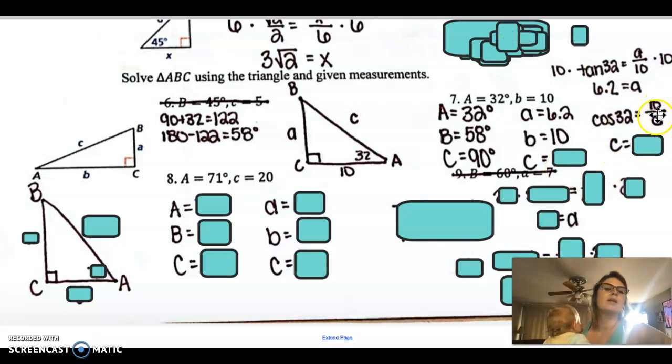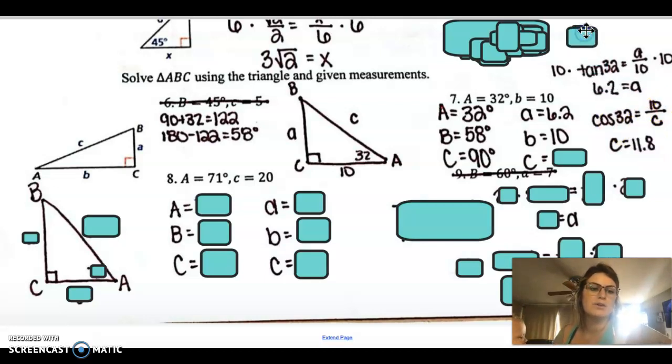So anytime the variable is in the denominator, instead of multiplying by that like we did on tangent of 32, if c is in the denominator, whatever variable you're solving for, you divide. So you do 10 divided by cosine of 32, and that'll give you 11.8.